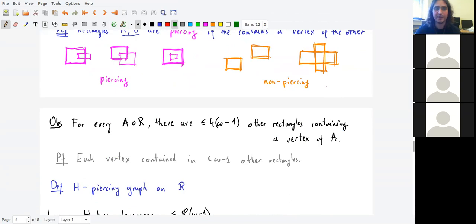So first observation, a very simple one, is that for any rectangle A from my family, there is only a bounded number of other rectangles that contain any of the 4 corners or vertices of this rectangle. At most 4 omega minus 1 other rectangles can contain a vertex of A. And the proof is very simple, right? Because for each of those 4 corners, there can be at most omega minus 1 rectangles that contain this particular corner, because they all form a clique by intersecting at this corner. So for each vertex or corner, which are two synonyms here, of this rectangle, there are at most omega minus 1 other rectangles that contain it. So 4 omega minus 1 in total.